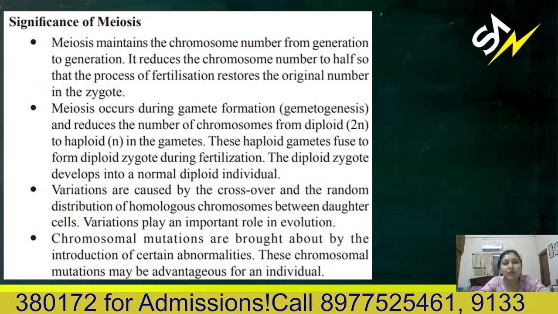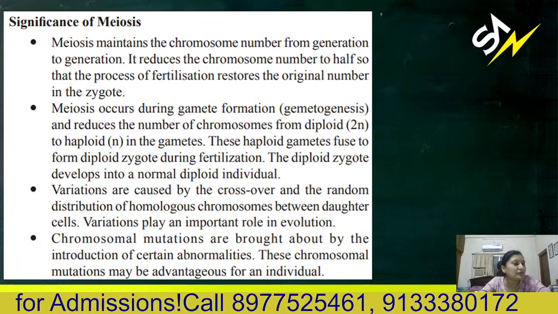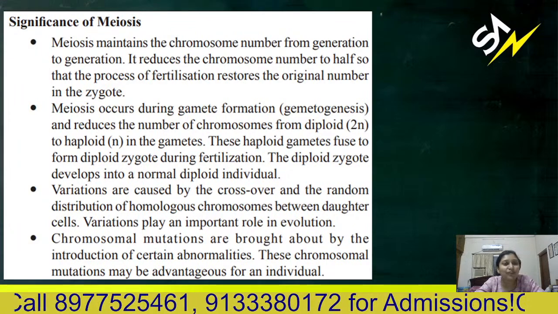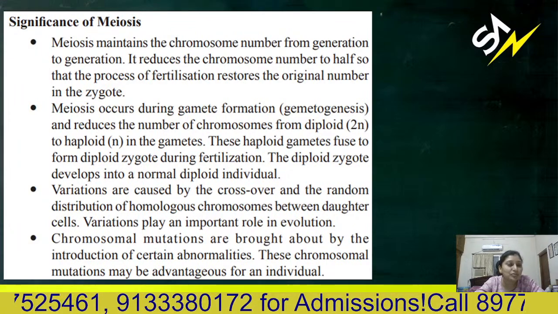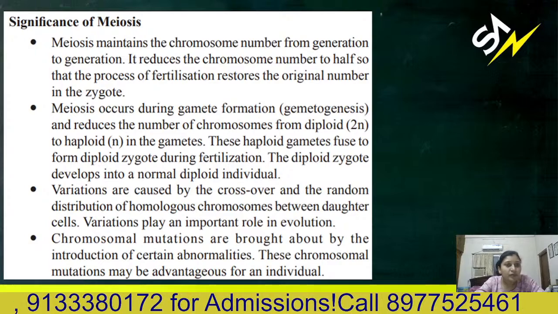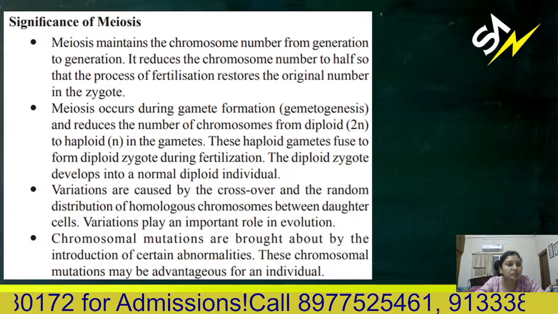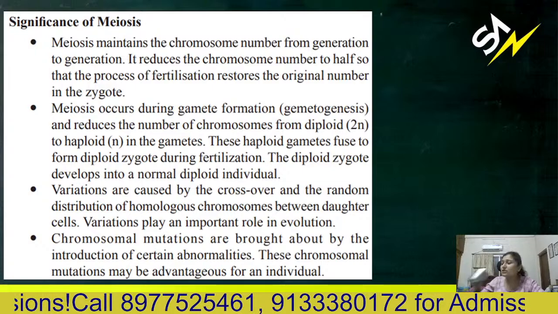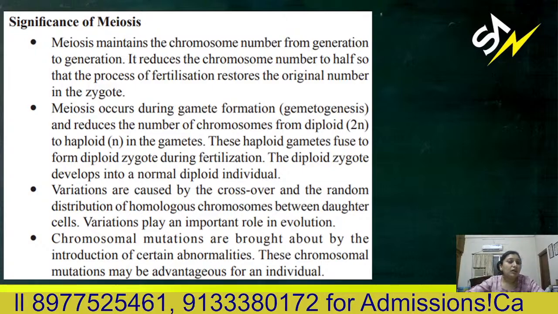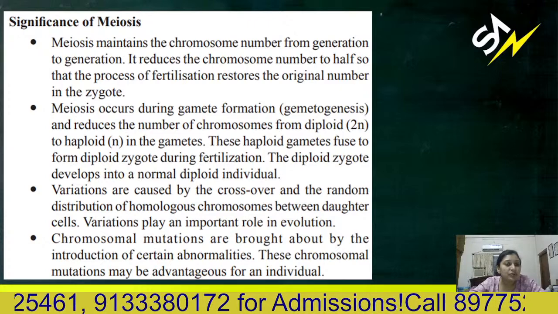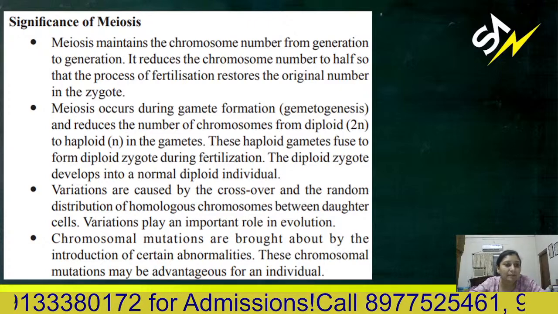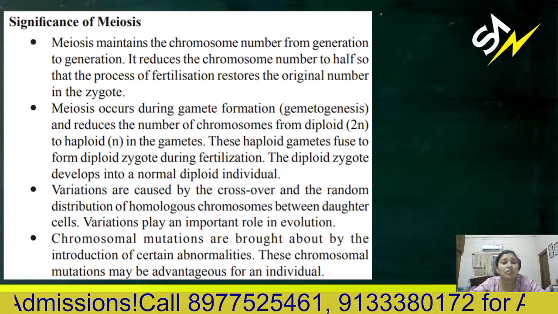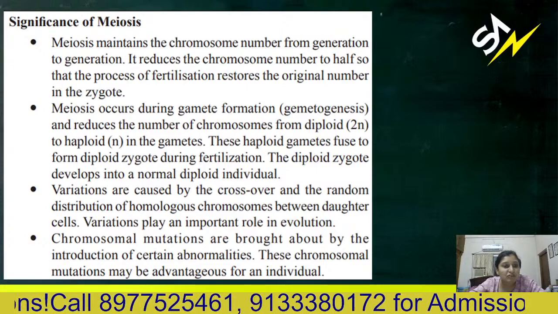Meiosis maintains the chromosome number from generation after generation. Otherwise, during fertilization, the chromosome number would get doubled every time. If it is not getting reduced, then it is getting doubled every time. So it reduces the chromosome number to half so that fertilization restores the original number in the zygote. Meiosis occurs during gamete formation and reduces the number of chromosomes from diploid to haploid. So gametes contain haploid chromosomes. These haploid gametes fuse to form the zygote.